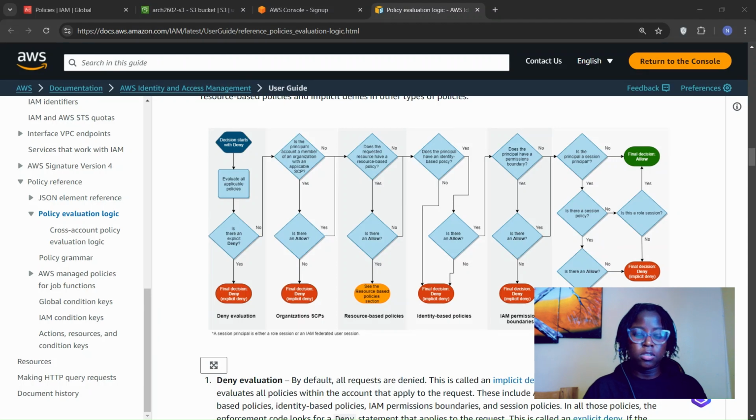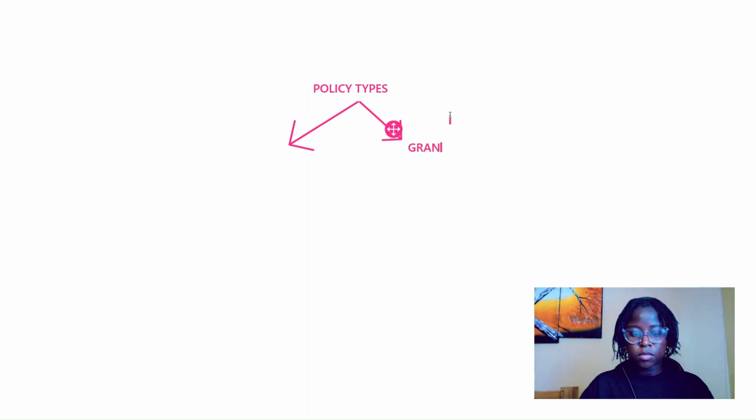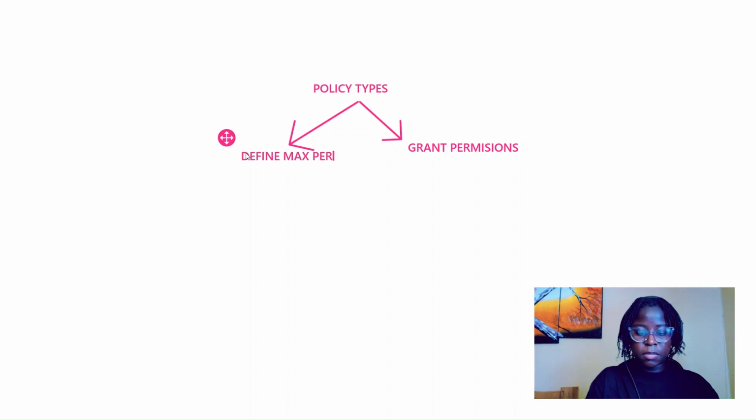And now we talked about another set of permissions which was used to limit the user permissions. In this case, we had two policy types: some that grant permissions and some that give maximum permissions. So we are either granting permissions or defining max permissions.